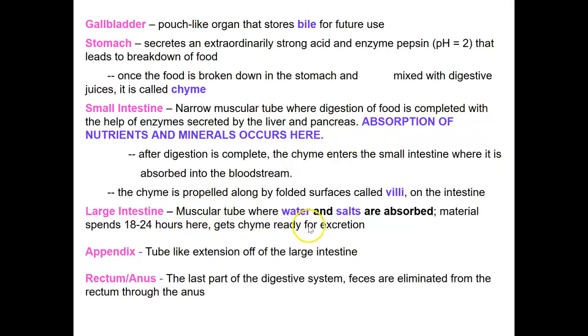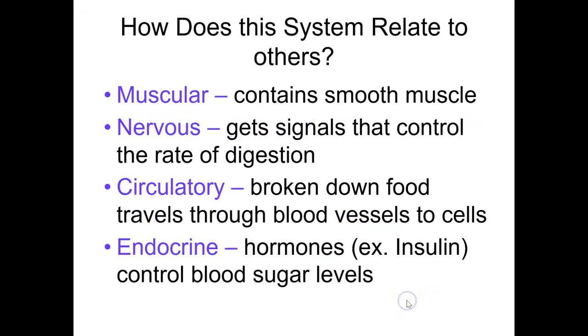Large intestine is a muscular tube where water and salts are absorbed. Material spends 18 to 24 hours there getting ready for excretion. Appendix is this little extension off of your large intestine. And then the rectum or anus is the last part of the digestive system where feces are eliminated.